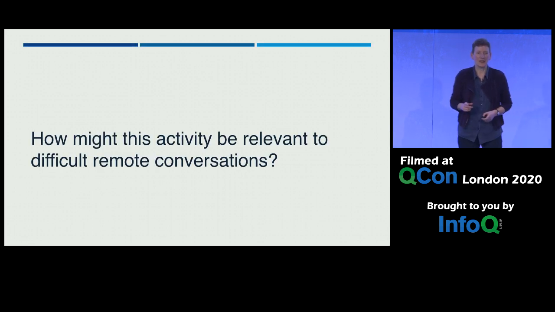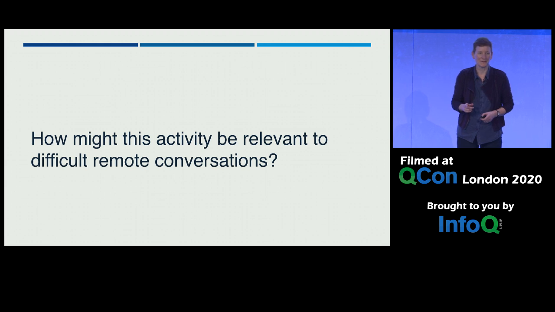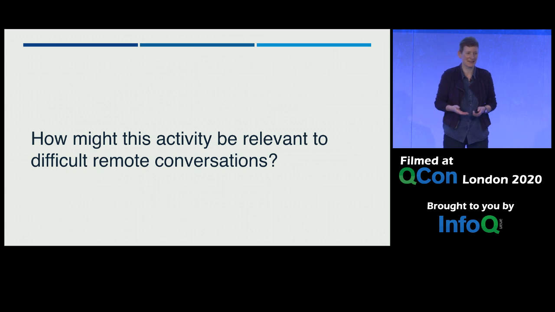Is there a relationship between that activity and what happens in remote conversations? Yeah, maybe that if you don't have the video channel, then you don't know whether your partner is distracted or not. Yeah, so if there's no video, you don't know whether your partner's distracted or not, and?